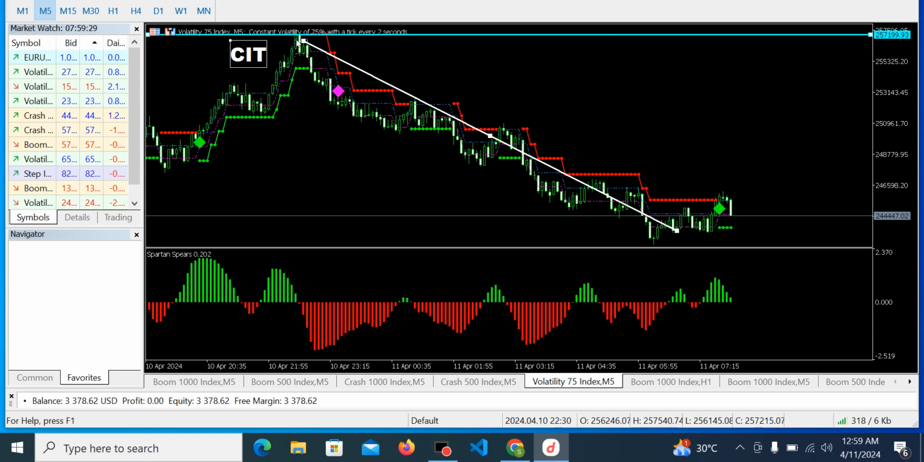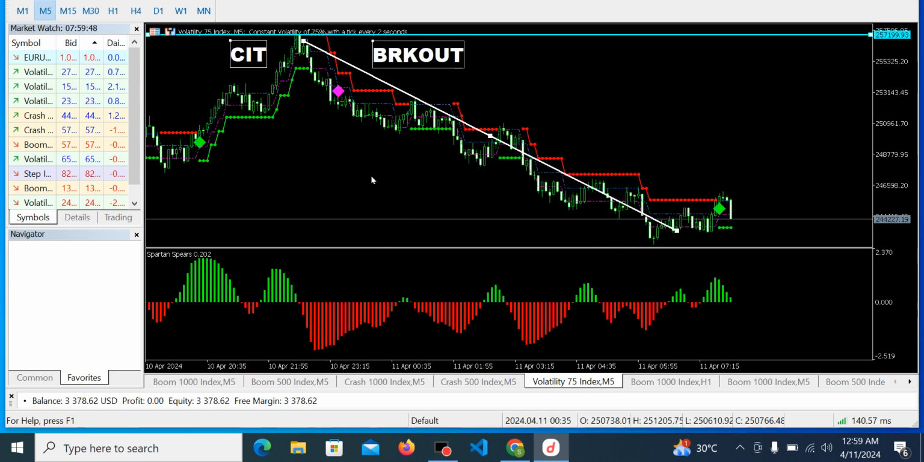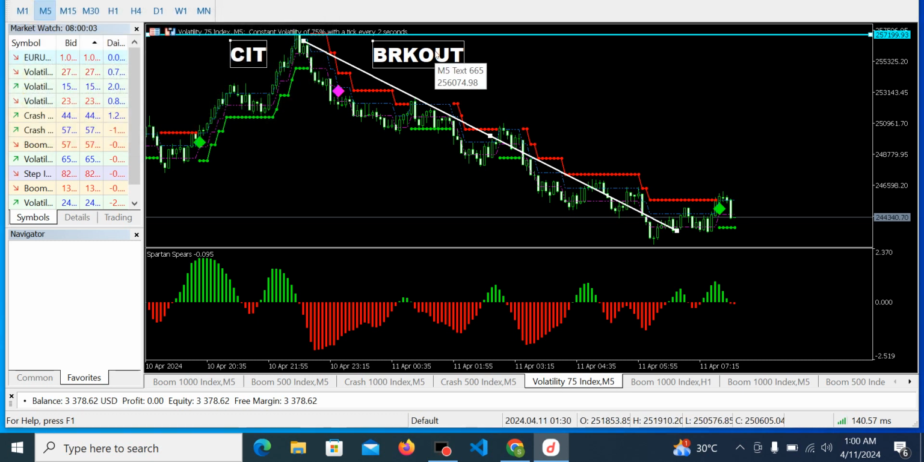But if we didn't experience CIT here, then definitely there will be a breakout, which is the second thing that can happen. So these are the two major things that can happen at this resistance zone. But the first thing which I said should come to your mind is the CIT, which is the changing trend. But if that did not happen, then definitely there will be a breakout.